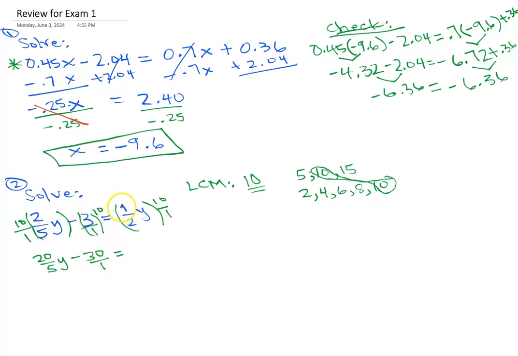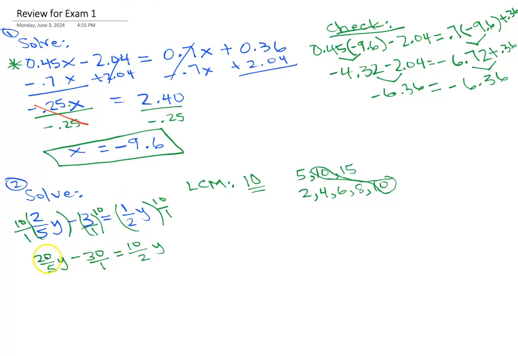And then on this last one, 1 times 10 is 10, and 2 times 1 is 2. Because remember, when you multiply fractions together, you multiply across the top, multiply across the bottom. But if you want to reduce it first, you're totally good to do that. I'm just showing you one way you can do this.